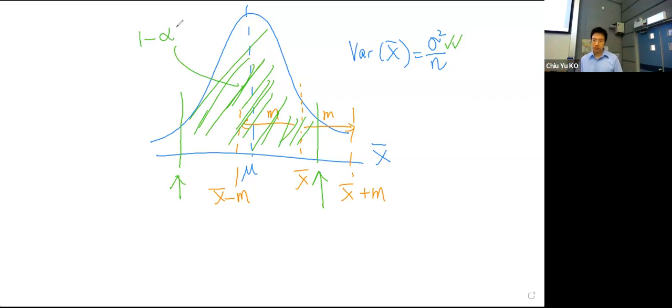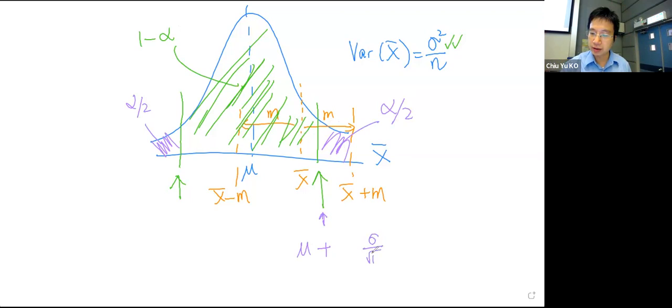That means this tail and this tail are each alpha over 2, symmetrically, because the middle is 1 minus alpha, so both sides must add up to alpha equally, alpha over 2. And this endpoint is mu plus sigma over root n times a number we call z alpha over 2. This number you simply read from the normal table, where the area to the left is 1 minus alpha over 2.